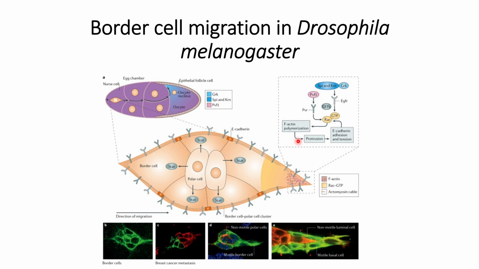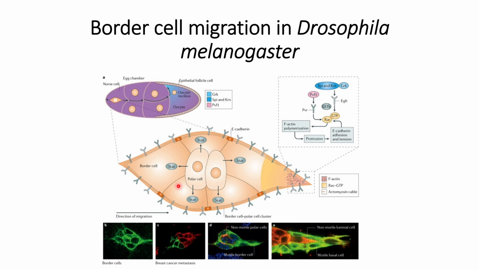How this actin polymerization and protrusion helps in migration, we have discussed in our previous videos in terms of the extracellular matrix. However, in this case there is no extracellular matrix, so cells will face less resistance while migrating from one position to another. At the same time, this protrusion leads to E-cadherin adhesion and tension. So E-cadherin will also be increased, and because of that, these cells will be able to interact and remain in the form of a cluster and then migrate towards the oocyte.